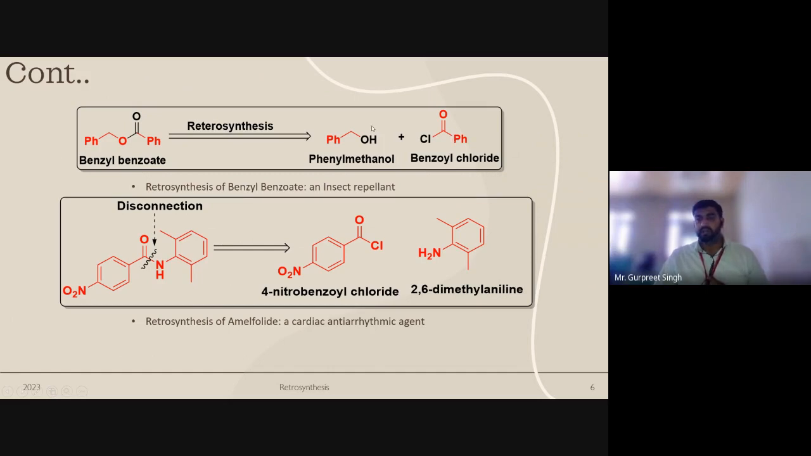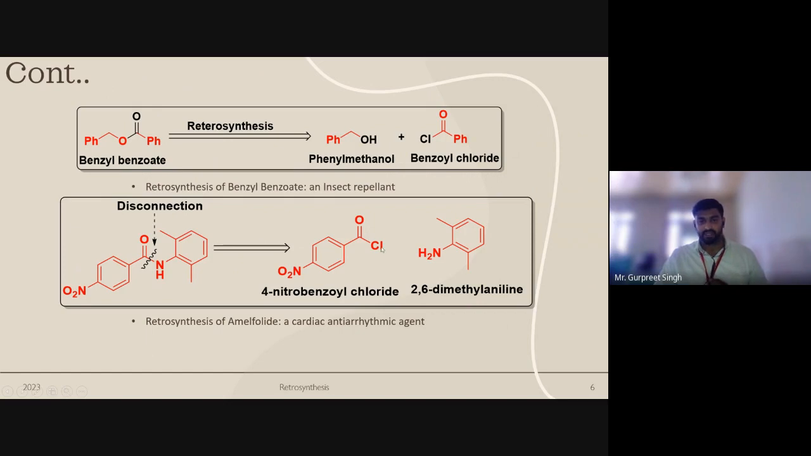And if they are reacted in the presence of some base, the ultimate product is benzyl benzoate. Another example is the drug amlodipine. It is an antiarrhythmic drug, and if we disconnect this molecule here, we will end up with 4-nitrobenzoyl chloride and 2,6-dimethylaniline.